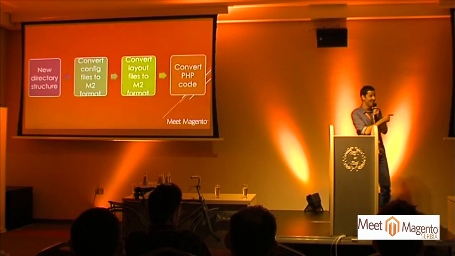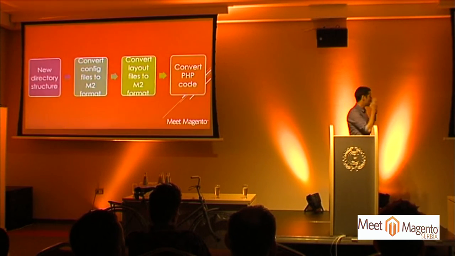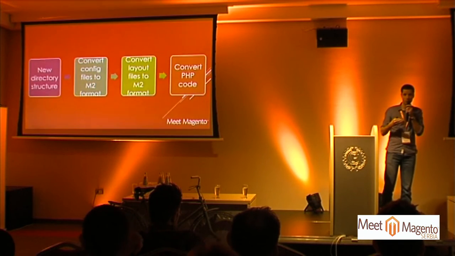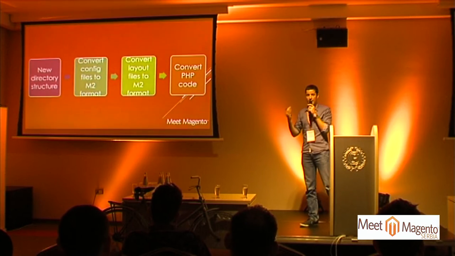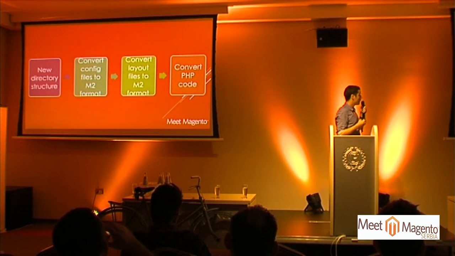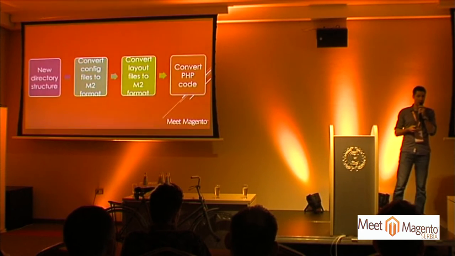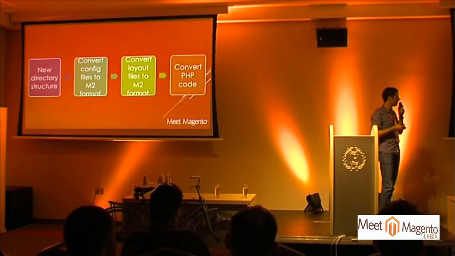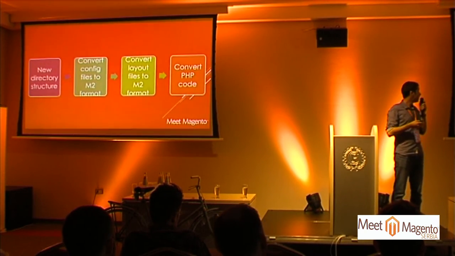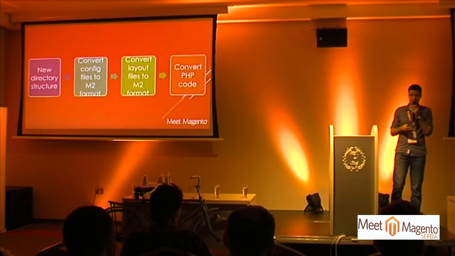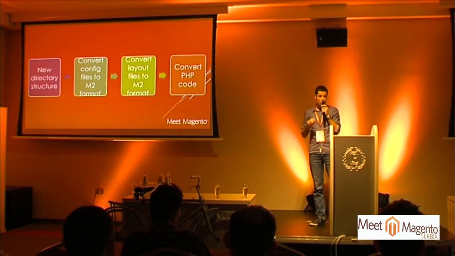This looks much better on my laptop, but okay. So these are some of the main steps that you will need to work on. The first one, you will definitely start with creating new directory structure. You will also need to convert configuration XML files to match new Magento 2 format. You will also need to convert layout XML files that also need to match Magento 2 format. And finally, the biggest part is converting PHP code.